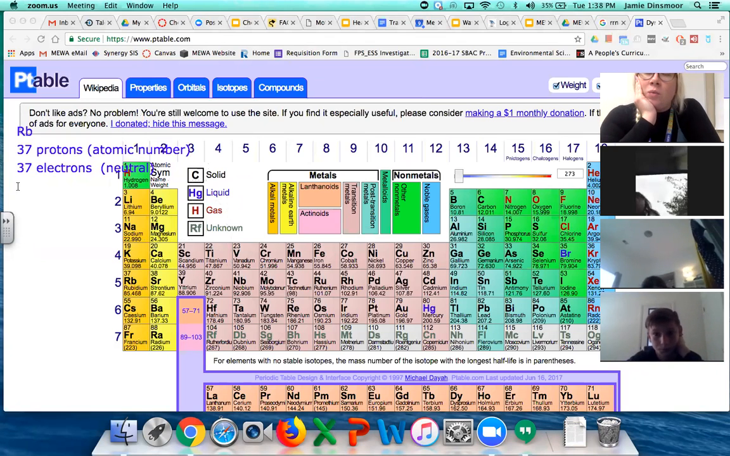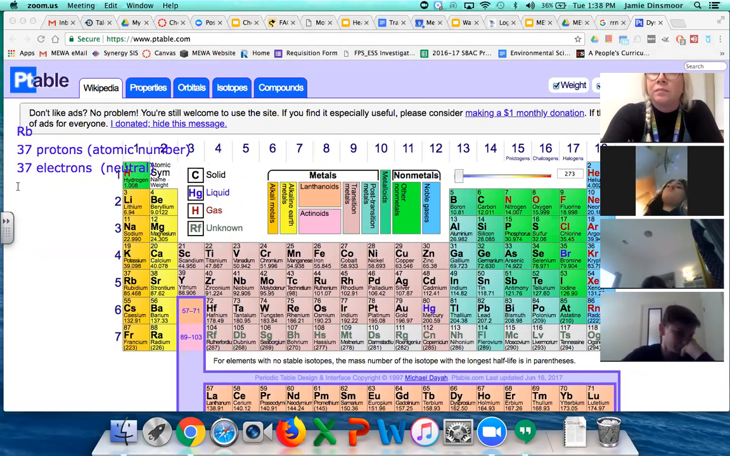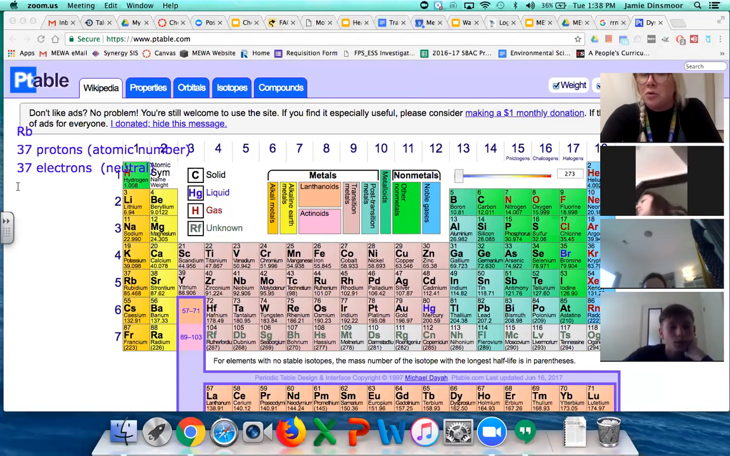Now, why couldn't we change the number of protons, though? What happens if we change the number of protons in an atom? Does anyone have any ideas? Like, what happens if we took a proton away from rubidium, or we added a proton to rubidium? Would it still be rubidium?